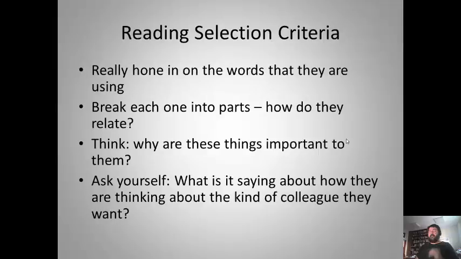So, when you're reading selection criteria for a job, you've got to really hone in on the words they're using. Like you're some kind of Year 12 English student about to write an essay, break them into parts, and think about how they relate. Why are these things important to the people who want to know about me, and what can you read from those things about what kind of colleague they want?